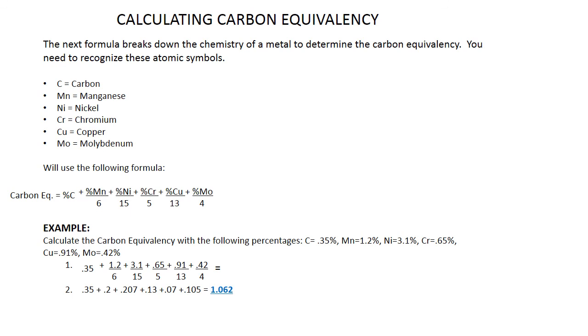Carbon equivalency: percentage of carbon plus manganese divided by 6, plus nickel divided by 15, plus chromium divided by 5, plus copper divided by 13, plus molybdenum divided by 4. And below is an example of what this looks like. So take a second and look at this formula.